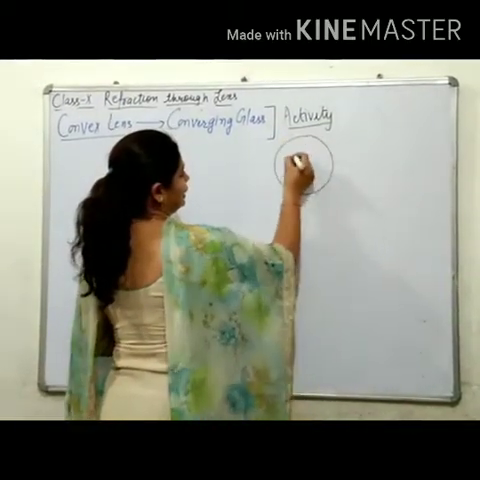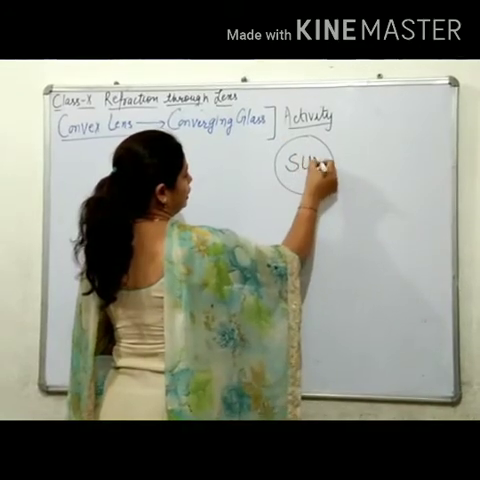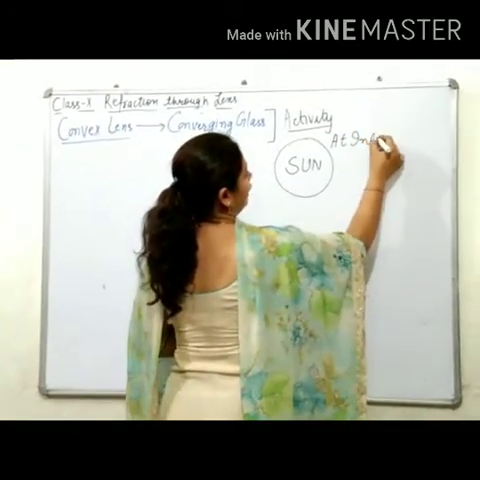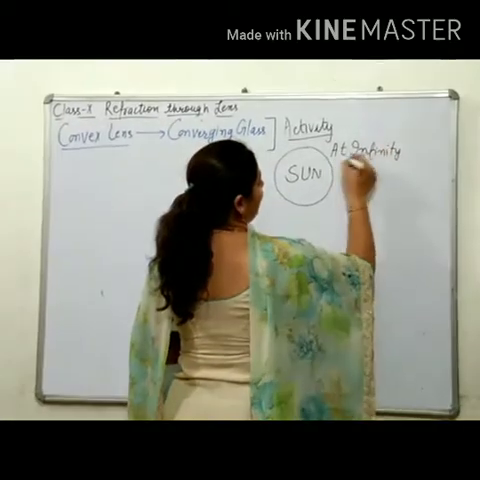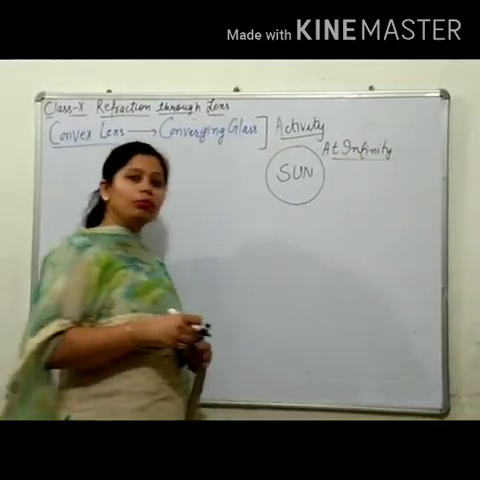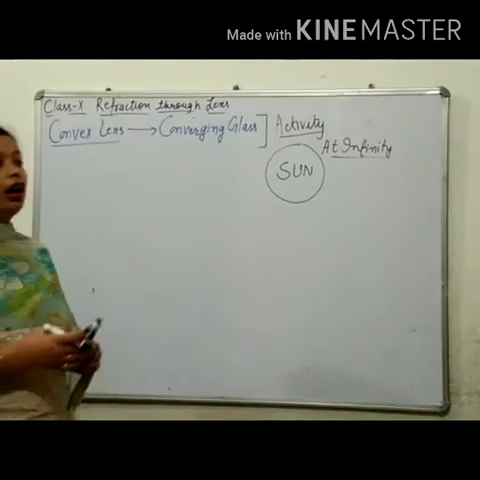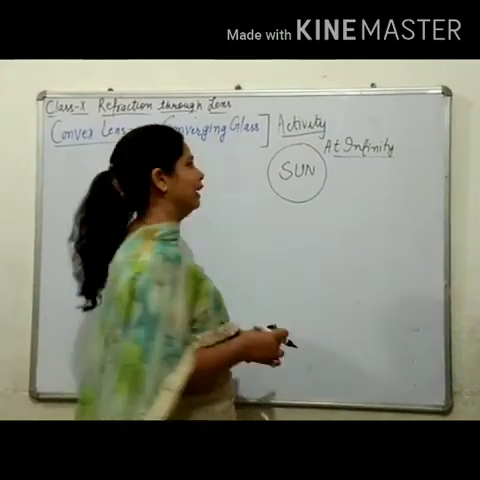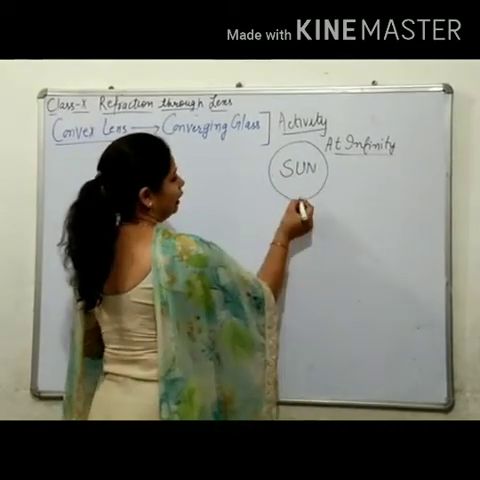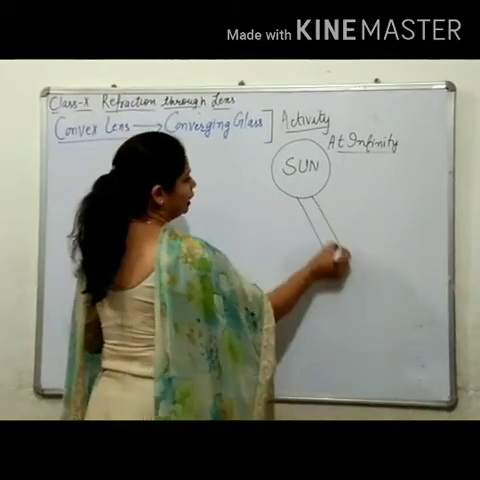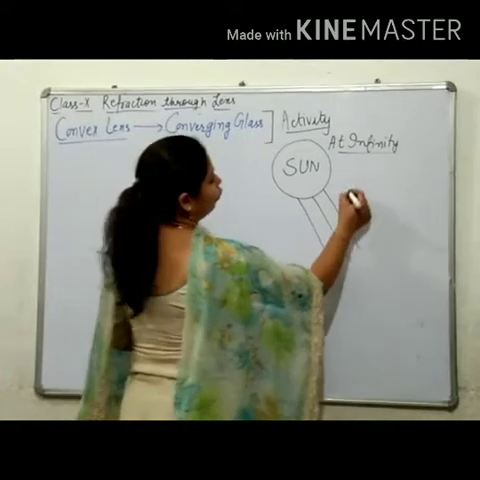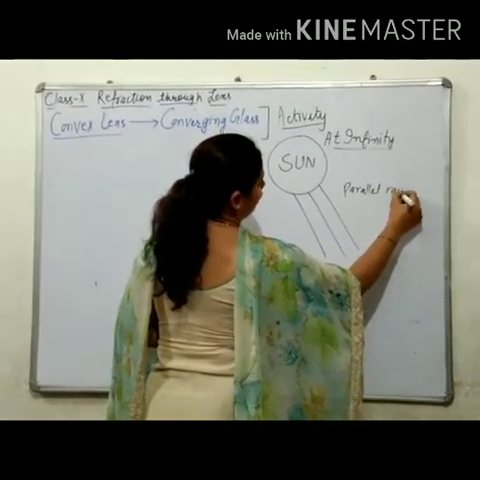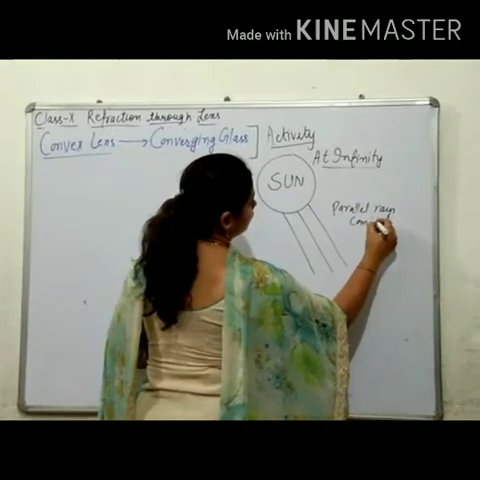This is the sun. The sun is so far, at infinity. It means it is very, very far from our earth level, ground level, such that as compared to the focal length, it is at infinity. As it is at infinity, the rays coming from the sun are parallel. Parallel rays coming from the sun.